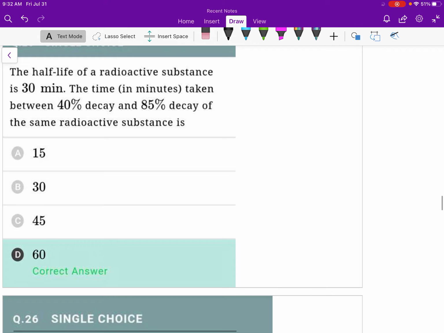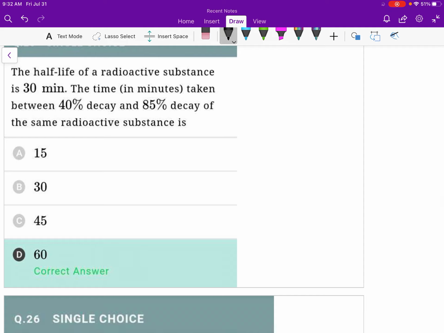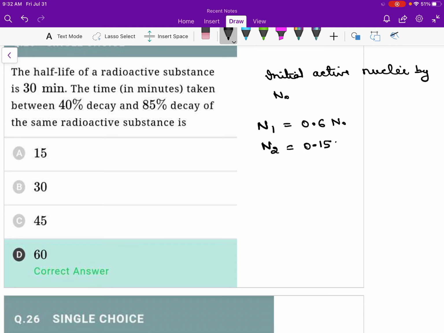The half-life of a radioactive substance is 30 minutes. The time taken between 40% decay and 85% decay. This is a very good question. So let's say the initial number of active nuclei is n naught. So n1, 40% decay, that means the remaining number of nuclei is 0.6 n naught. n2, 85% decay, that means n2 is 0.15 n naught.